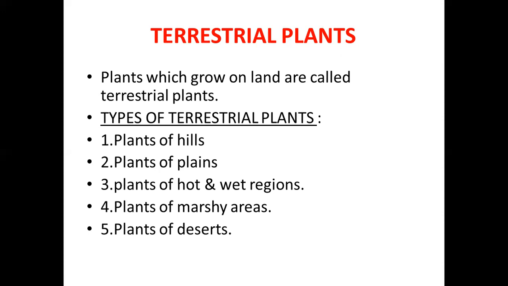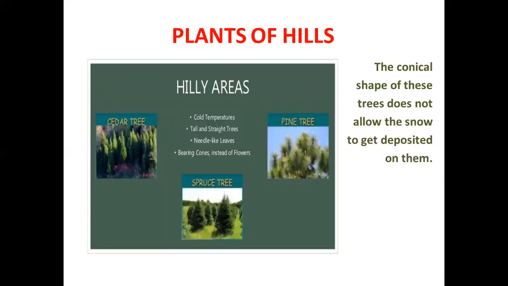Now, let us discuss the first type, plants of hills. See here, we have some pictures of trees which are grown on hills. Cedar, spruce, pine, deodar, and fir are some of the plants which grow on hills. And these plants, when we see, they are very tall and straight. Hills means usually the temperature will be low. So these trees grow at cold temperatures.